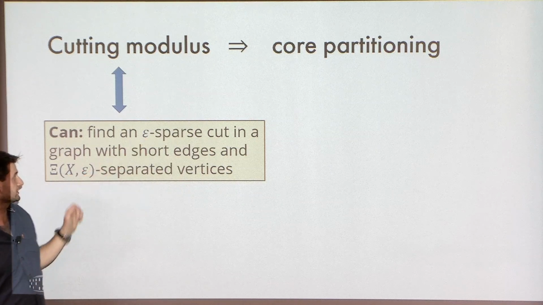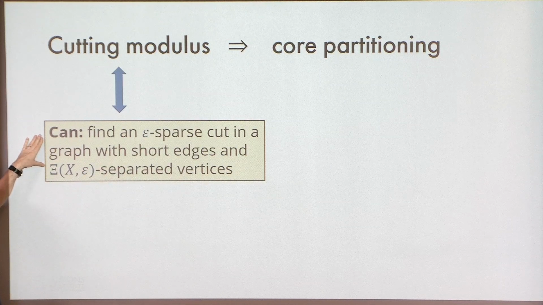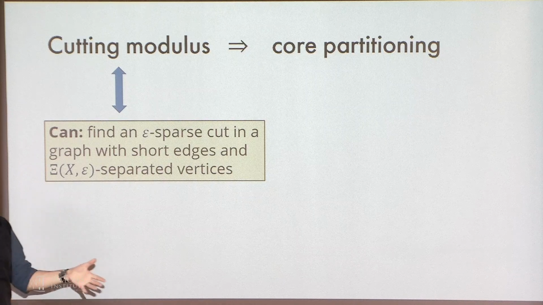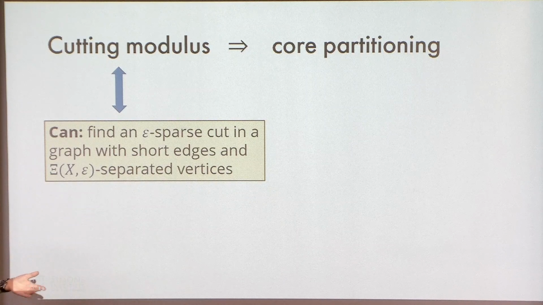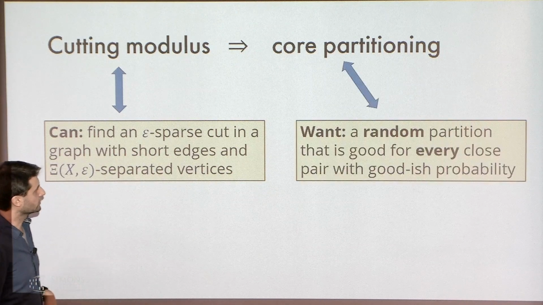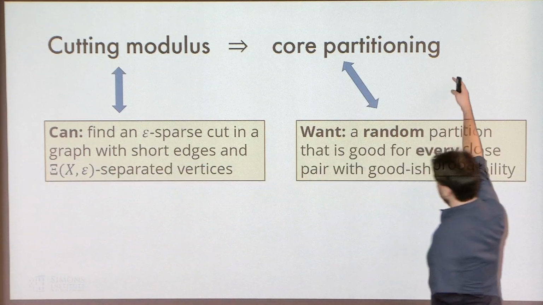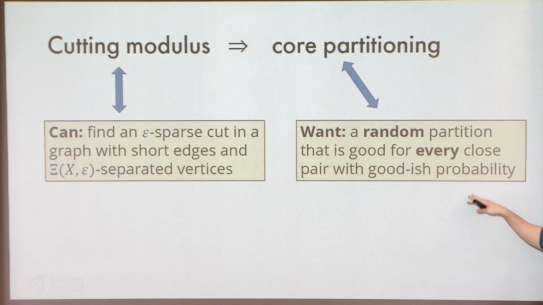So this is something that we're given from the property of a metric, right? This is what it means for cutting modulus to be small. What we want to get, this is the partitioning that is sufficient for nearest neighbor search, is a random partition that is good for every pair of close points with good probability with epsilon, and the description complexity of this random partition is relatively small.